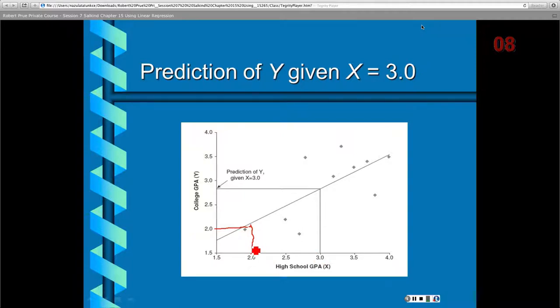So we can pick anywhere on this line. For some reason, Salkind picked 3.0, but we can pick 2.5, come up over here, and then come over here. If I could draw straight, I would do that. Or you can pick a measure way over here, and do it that way. So.